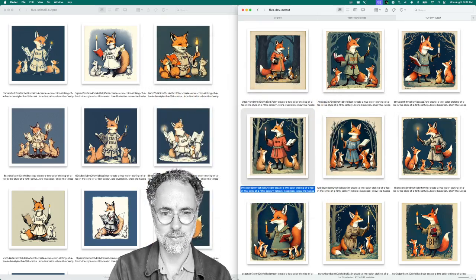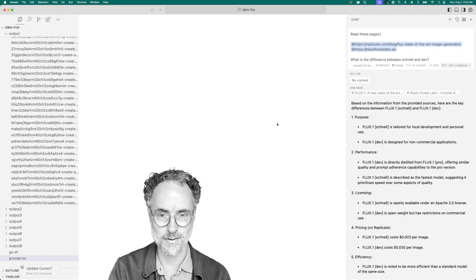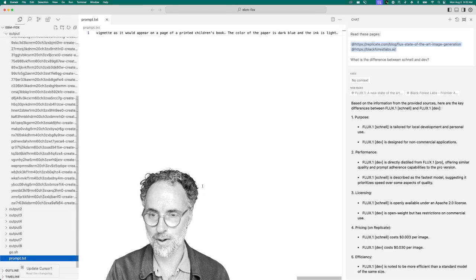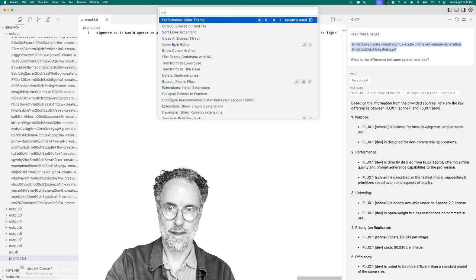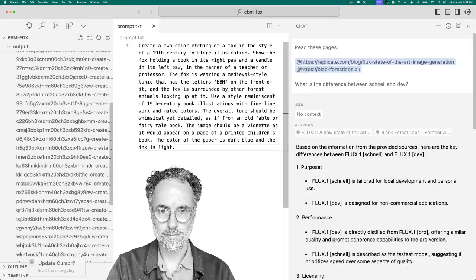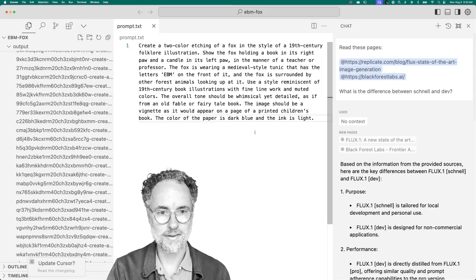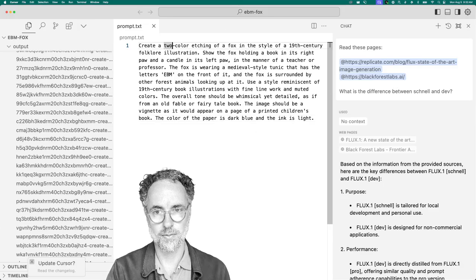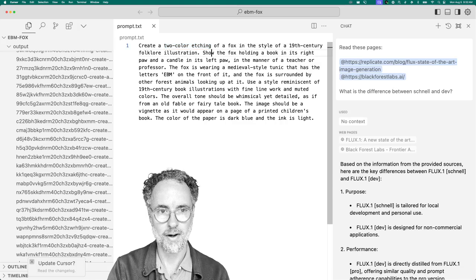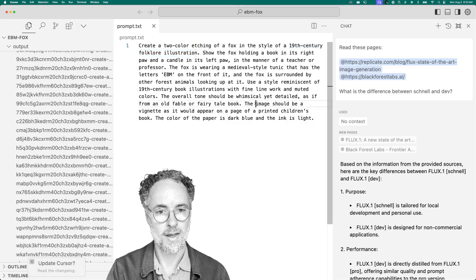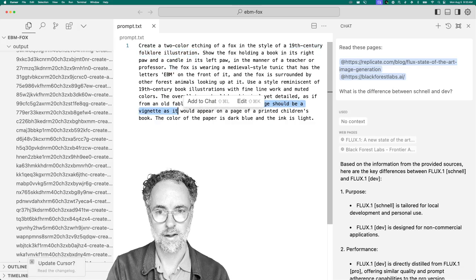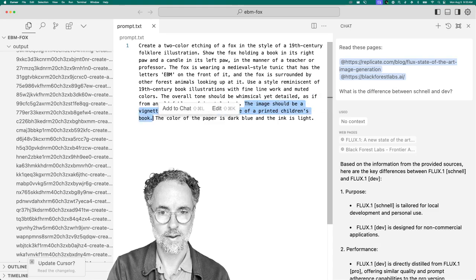So let's take a look at the prompt to understand what the differences are here. I have this prompt.txt, and there's some things here that surprised me. The prompt requests a 2-color etching in the style of a 19th century folklore illustration, and the image should be as if it would appear in a printed children's book.